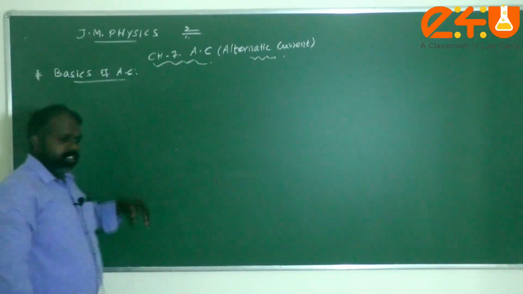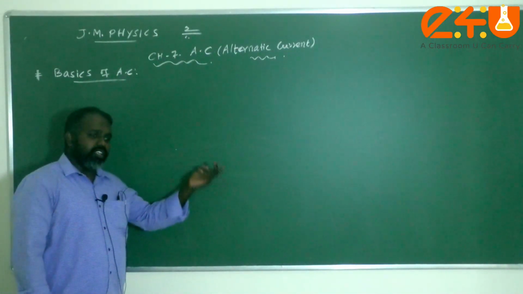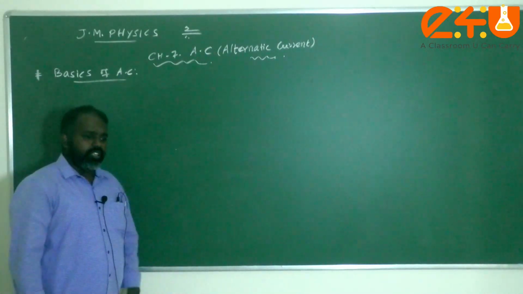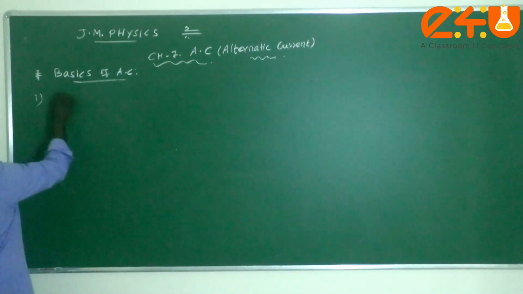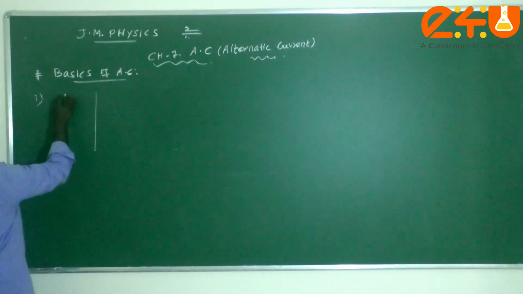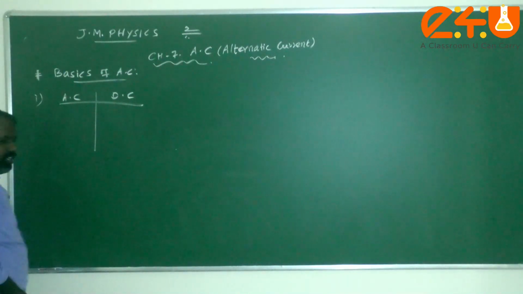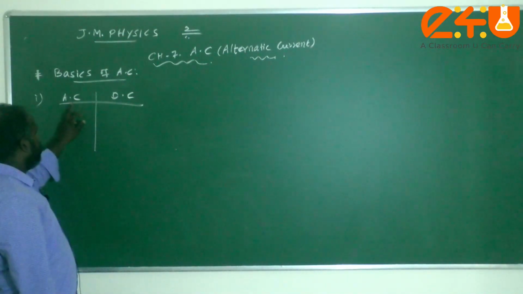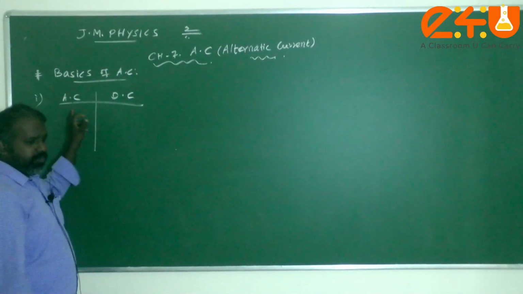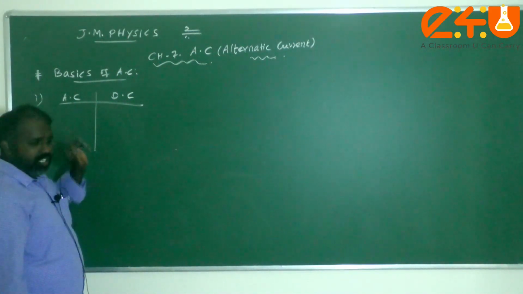What are the basic things we must know before going to enter the theory part or concept of the alternating current? The first one we are going to discuss is the comparison between AC and DC. In the third chapter we discussed what is DC current, and here in the sixth chapter we discussed what is AC current, alternating current, direct current.